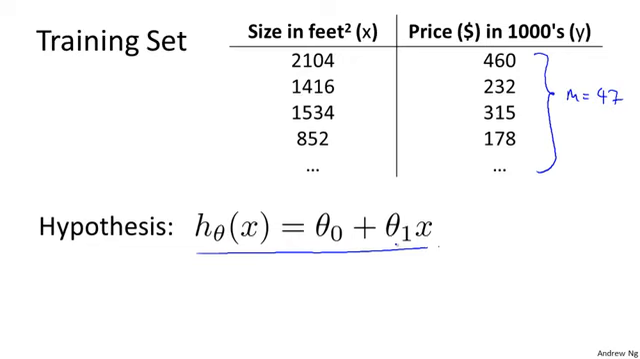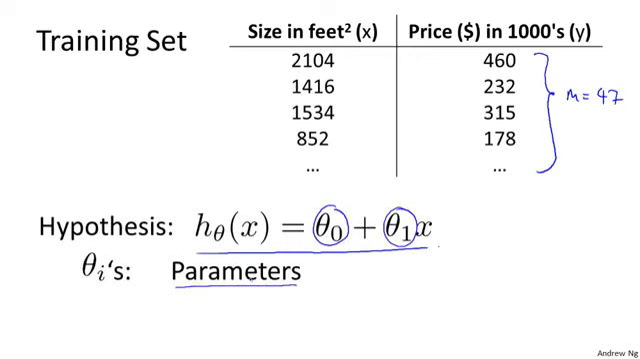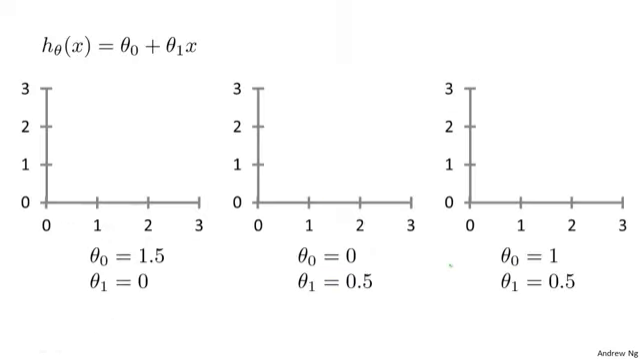To introduce a little bit more terminology, these theta 0 and theta 1, these theta i's, are called the parameters of the model. And what we're going to do in this video is talk about how to go about choosing these two parameter values, theta 0 and theta 1. With different choices of the parameters theta 0 and theta 1, we get different hypotheses, different hypothesis functions.